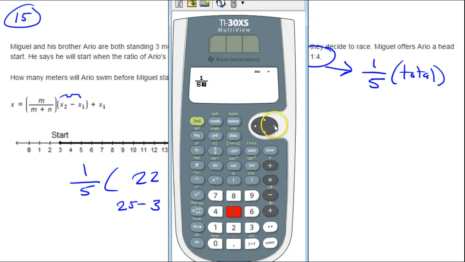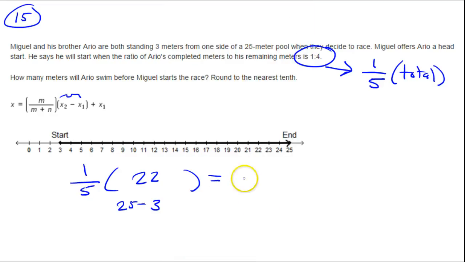So, 1/5 of 22. We want a decimal here, so I'm going to toggle it: 4.4. So he's going to go 4.4 meters. Is that what we're talking about? Yeah. He's going to go 4.4 meters before Miguel starts. So that's the answer.